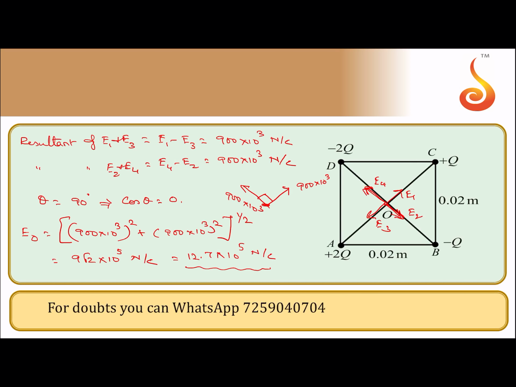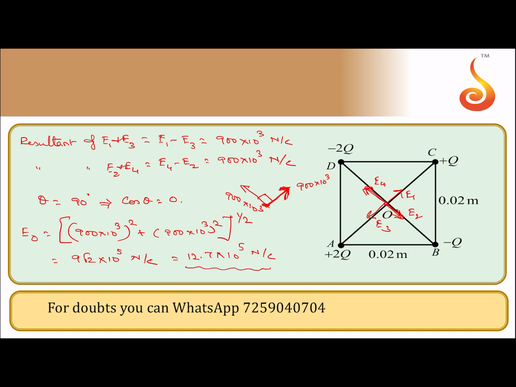Next I looked at the directions. If I look at E1 and E3, they are opposite to each other, so I can subtract. Resultant is E1 minus E3. E1 was greater, therefore the direction is along E1. So the direction along E1 was like this. I'm just drawing it repeatedly.